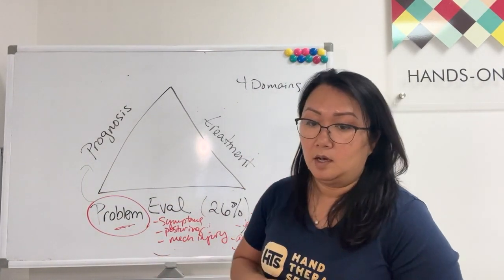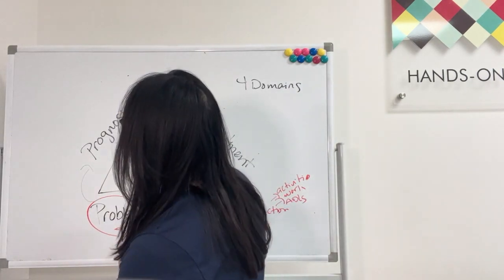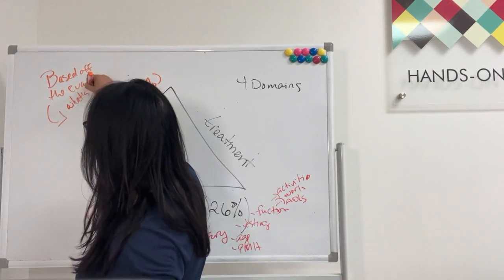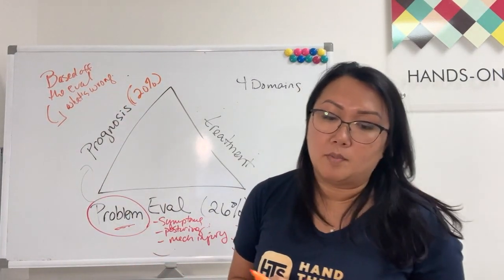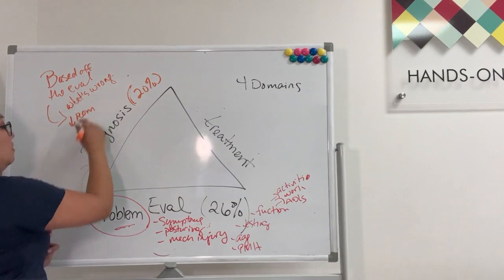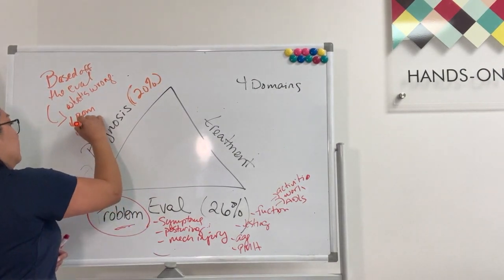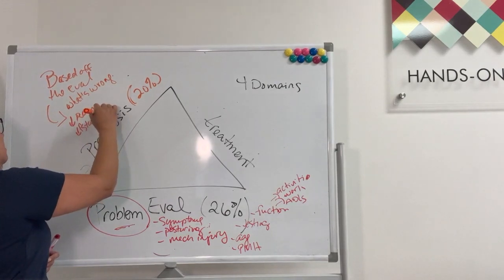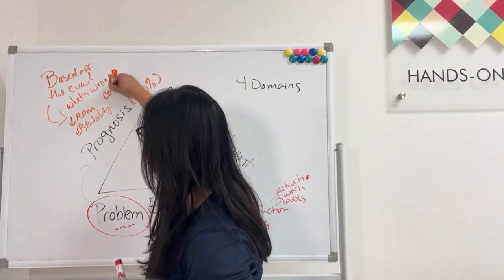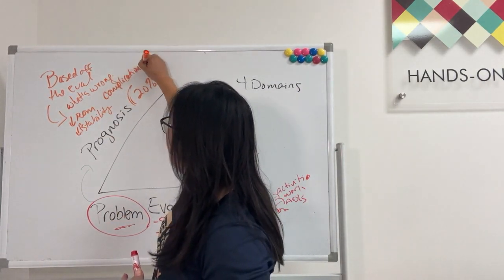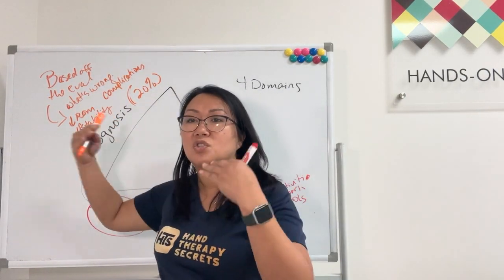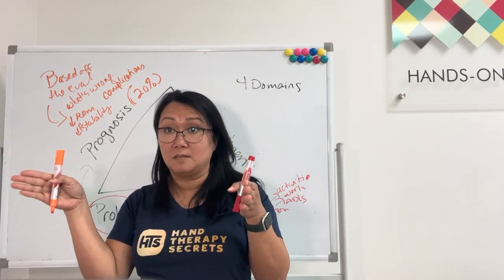Prognosis is 20% of your total score, 20%. So prognosis is what's wrong, right? What's the problem? Is it decreased motion? Is it instability or stability? What are the complications? Now, all of this falls under prognosis, because once you've identified the problem, you have to know what's wrong so you can start to have an idea of how to fix it.